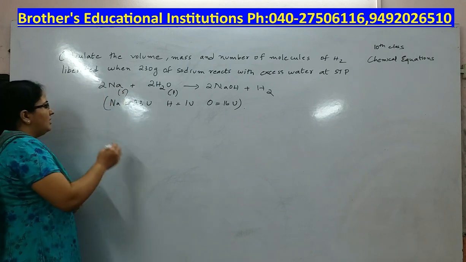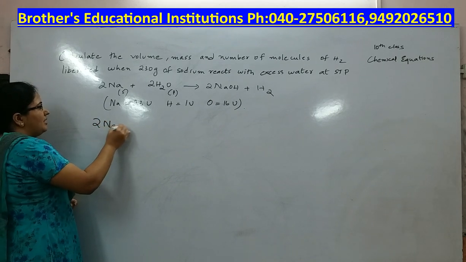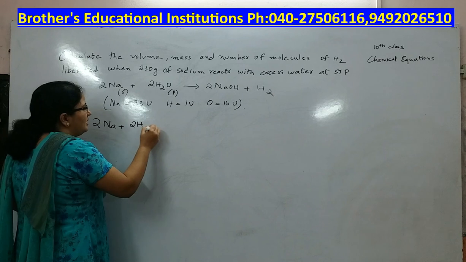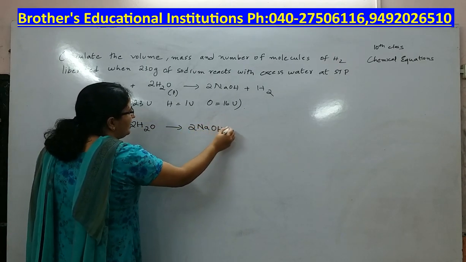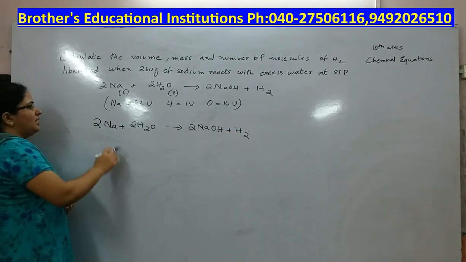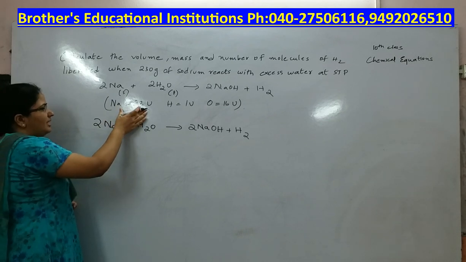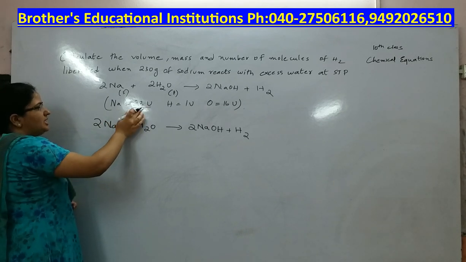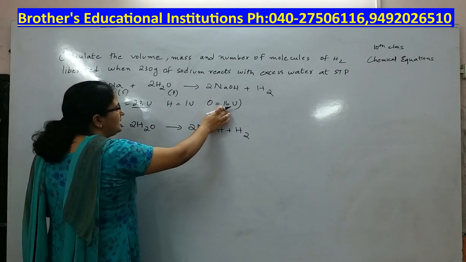Now, let us write the given equation. 2Na plus 2H2O gives rise to 2NaOH plus H2. This is the required chemical equation. Now let us calculate the masses of it. Given atomic mass of sodium is 23U, atomic mass of hydrogen is 1U, atomic mass of oxygen is 16U.